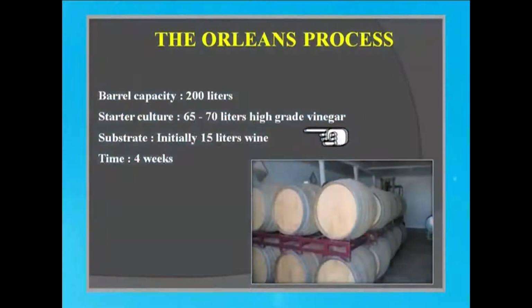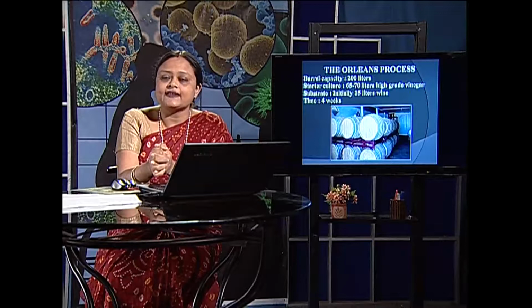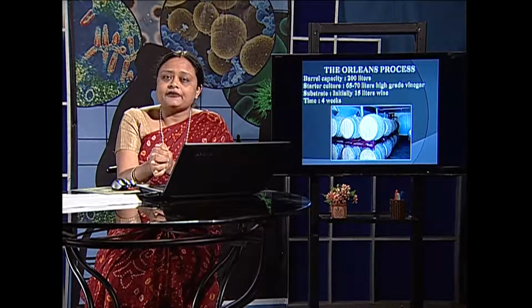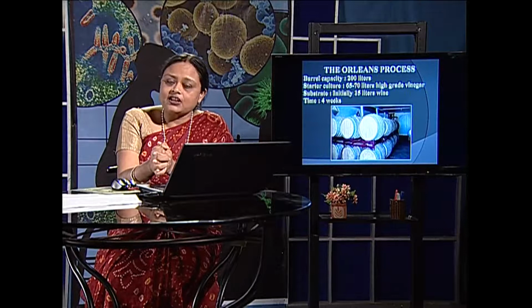The substrate is actually wine, which we have been discussing; most of the substrates that we use are either directly wine or some variety of ethanol containing drink. Here we generally use wine. And the total time taken to produce proper vinegar, which contains approximately 10 to 12% acetic acid, is 4 weeks. So we see it's a very slow process. This has been termed the slow process. Later, after the production, the vinegar goes for aging as well.